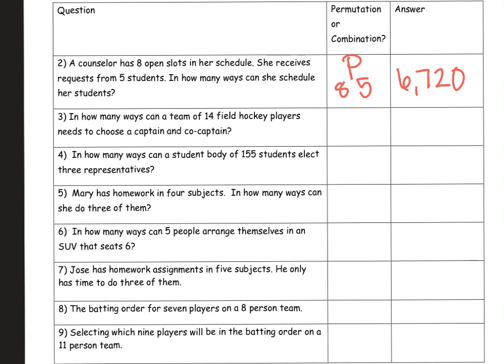Okay? Number 3, in how many ways can a team of 14 field hockey players choose a captain and co-captain? Now, the key word here is captain and co-captain. They have 2 different roles for 14 people. So 14 permutation 2. When you do it in the calculator, you should get 182.